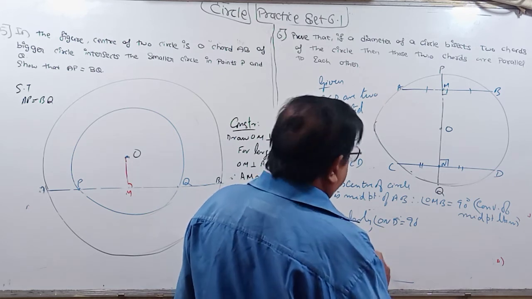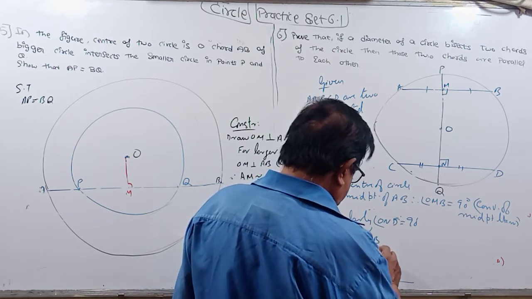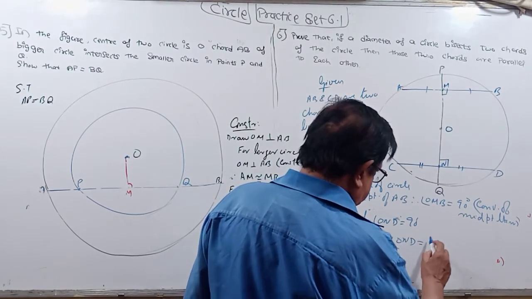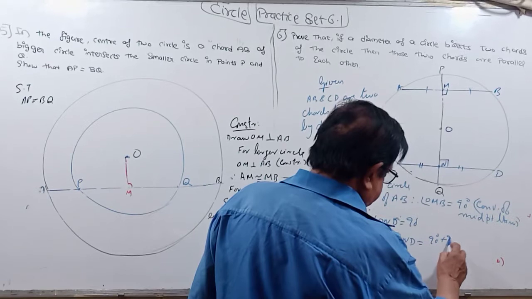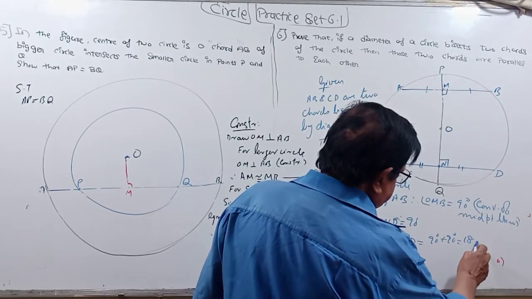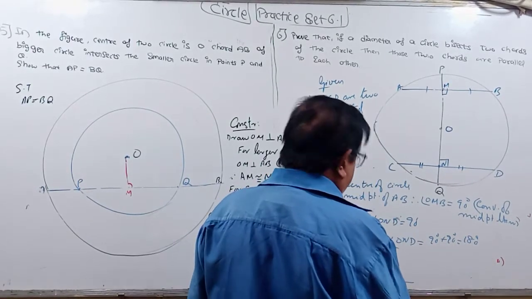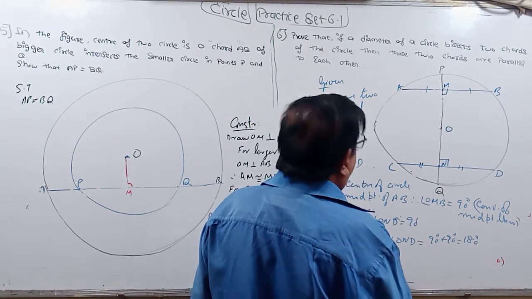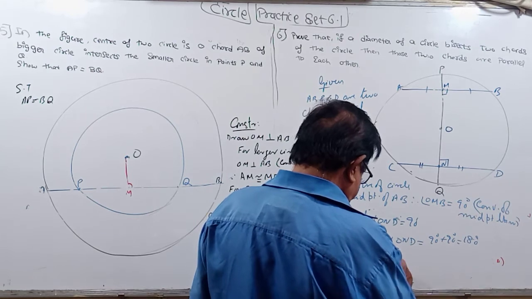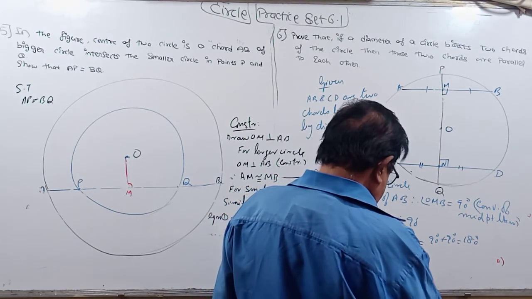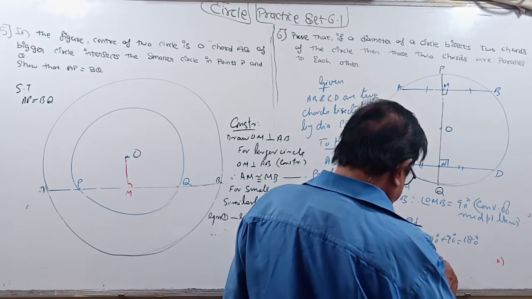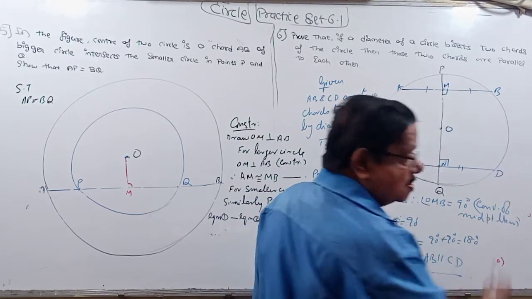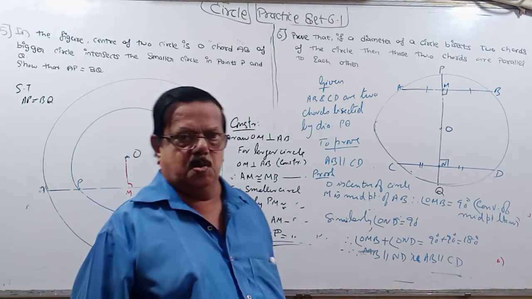Therefore, angle OMB plus angle ONB equals 90 plus 90 equals 180 degrees. Therefore, MB is parallel to ND, that is, AB parallel to CD. Okay, very simple. I hope you understood.